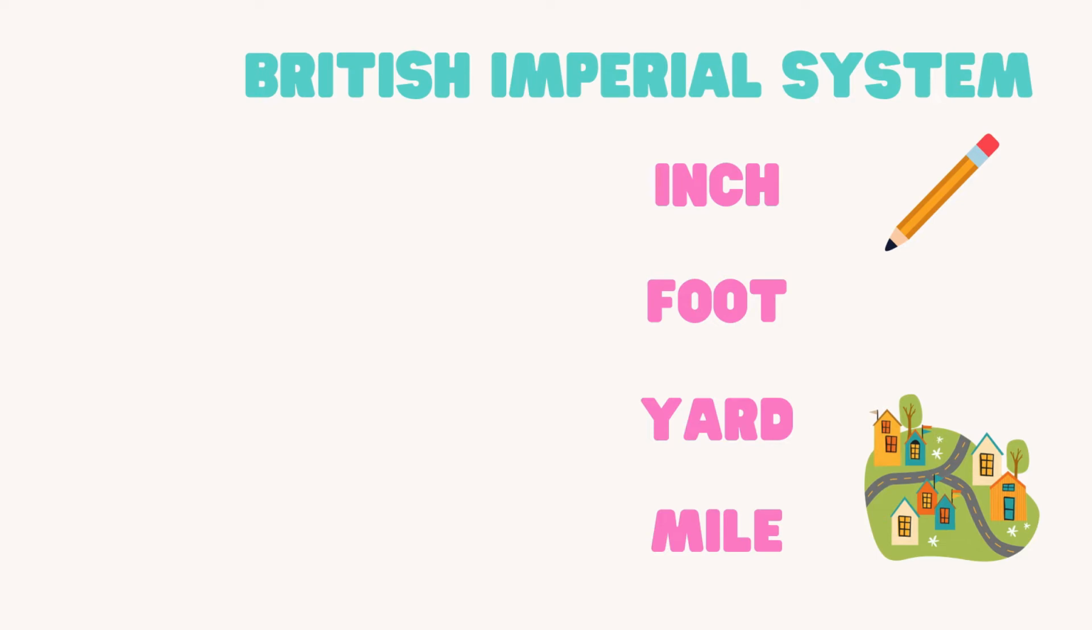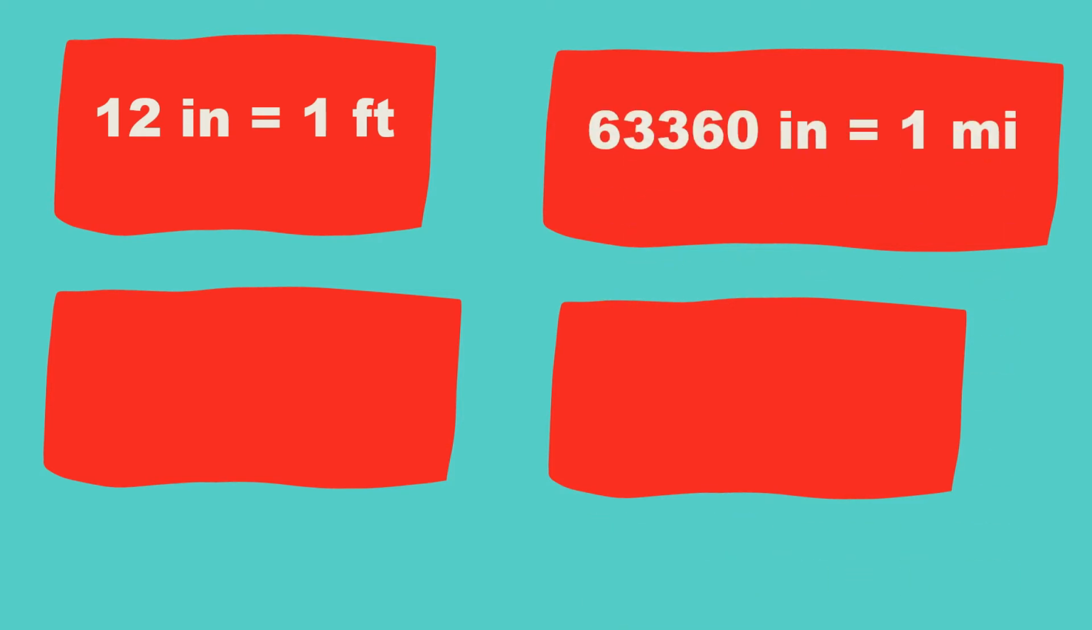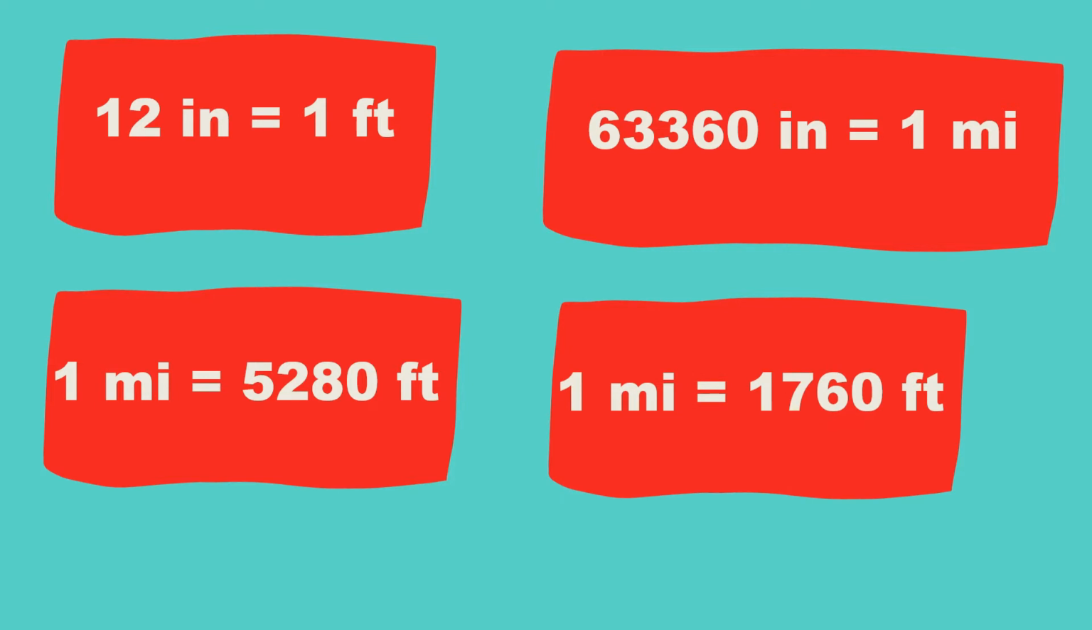So the Brits thought of every unit for every size. The problem is, you had to memorize everything. Imagine these conversions. 12 inches is equal to 1 foot. 63,360 inches is equal to 1 mile. 1 mile is equal to 5,280 feet. Who has time to memorize these? It's crazy. Good thing times change.